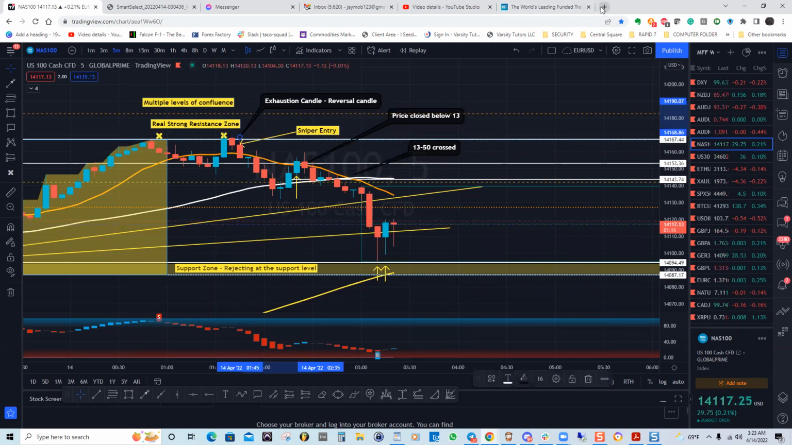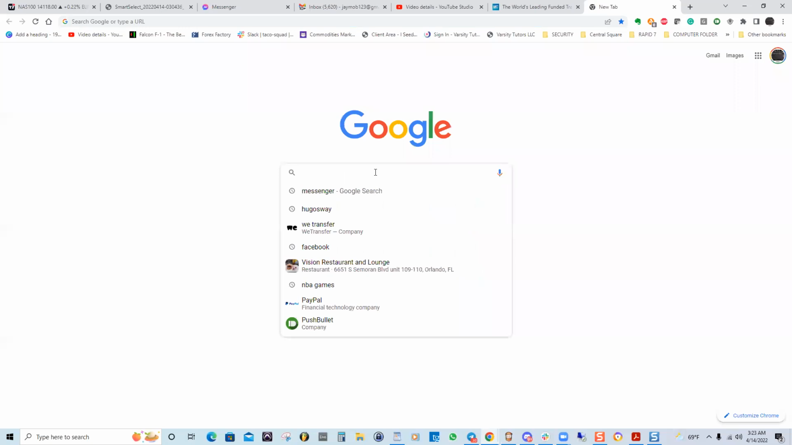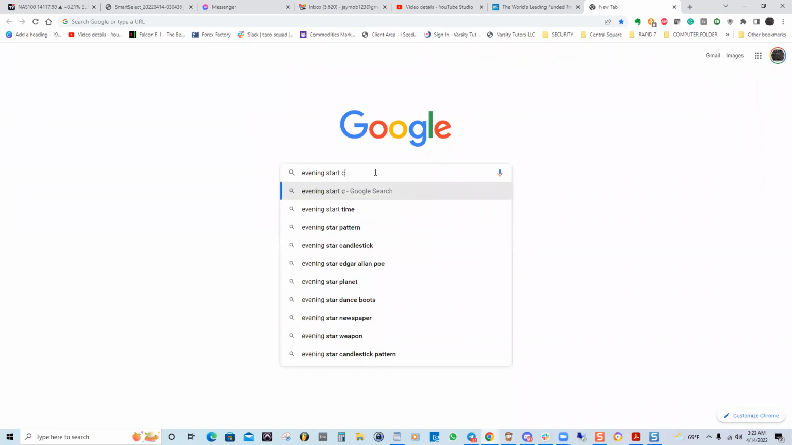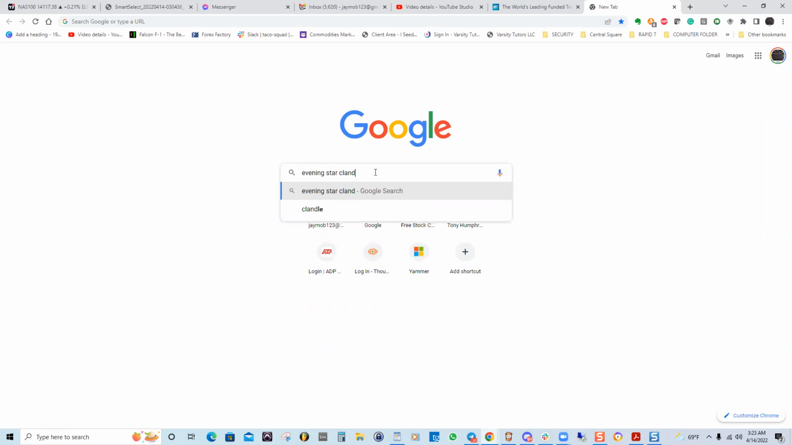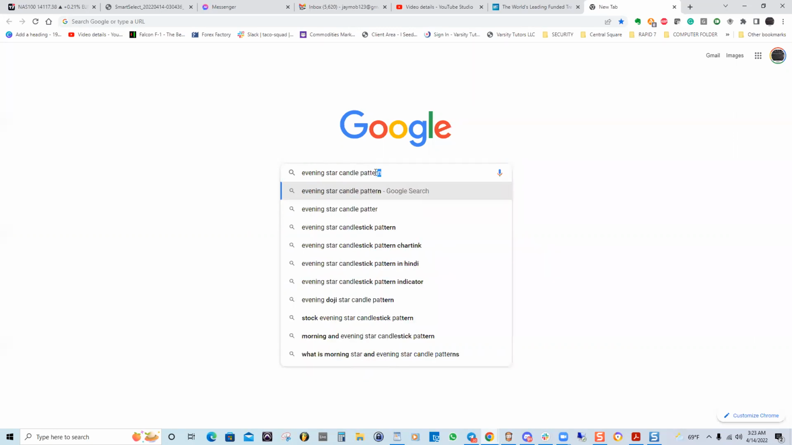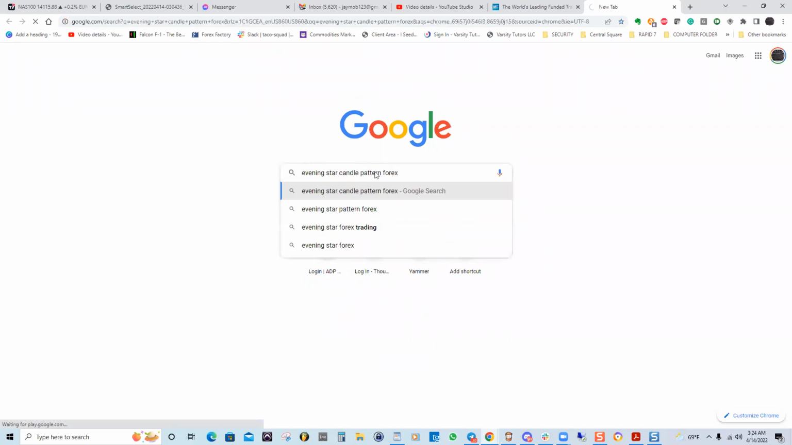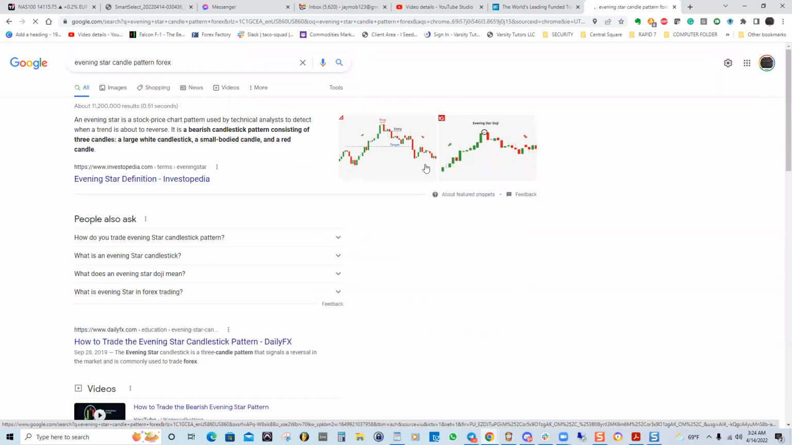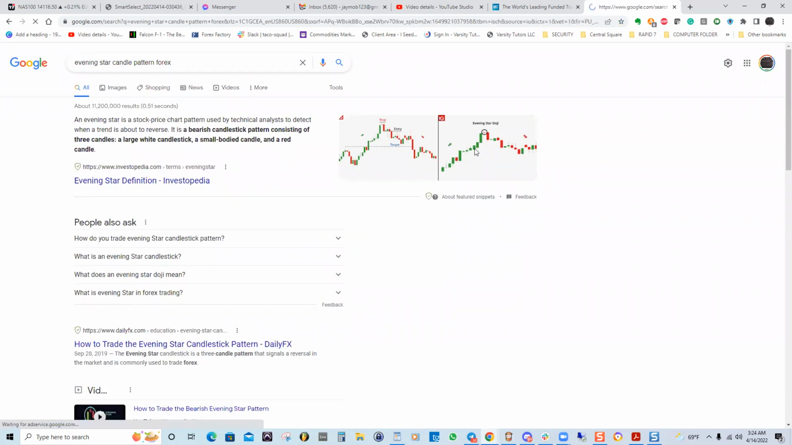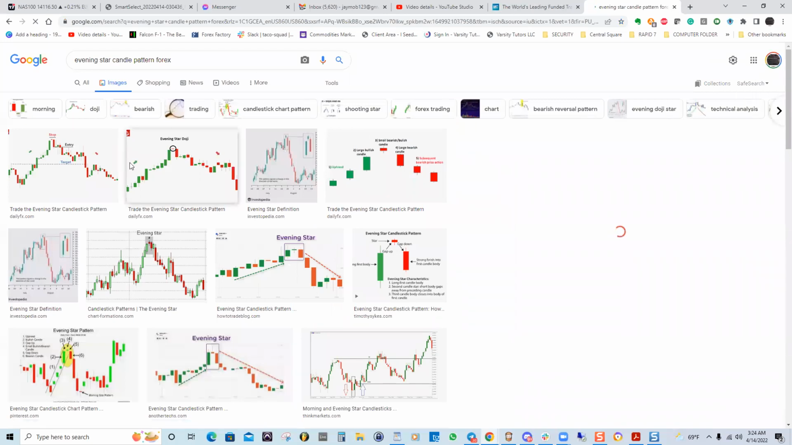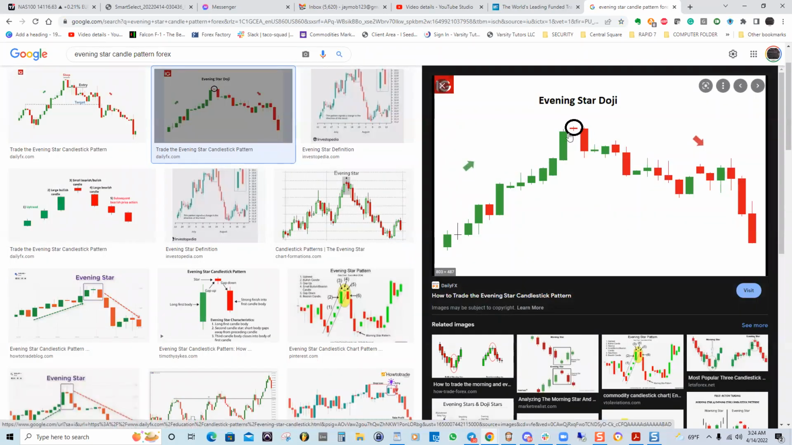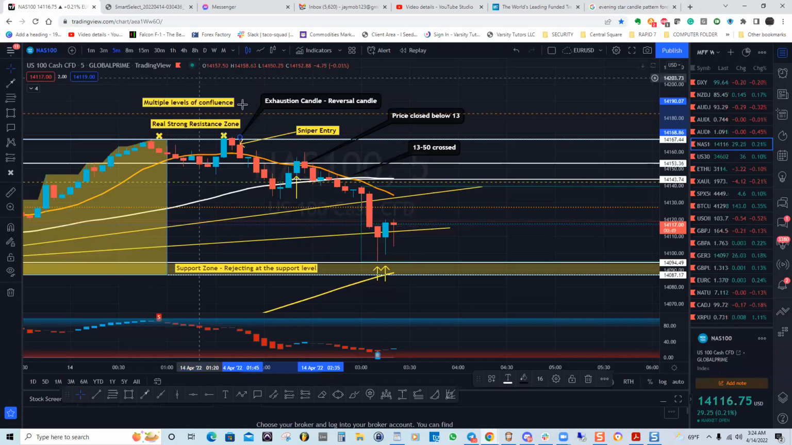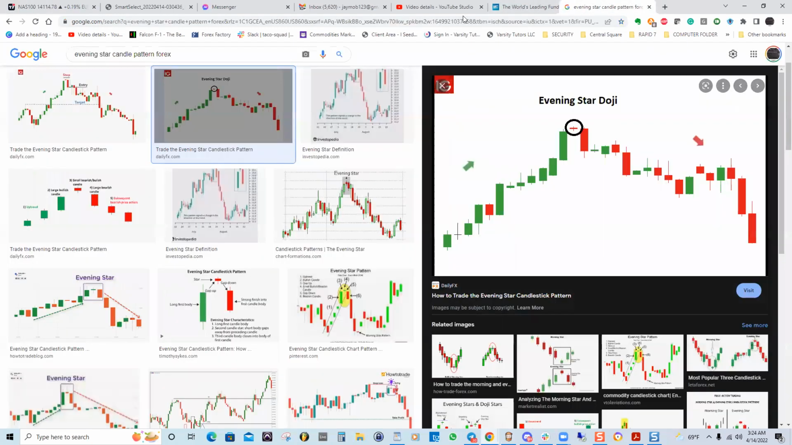Let me see what the evening star is. Does anyone know what that is? Evening star candle pattern forex. What is that? Boom! Look at that. See that? What's the evening star? That's the evening star right there. Does this look like this? Right here. What do you think? Let me bring it over here so you can see, because that's a pattern. Let me find a nice one.